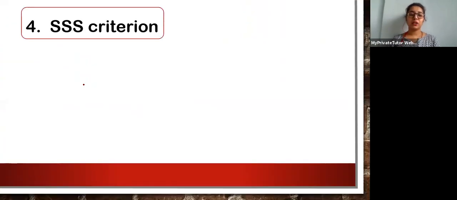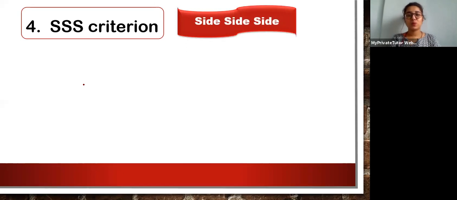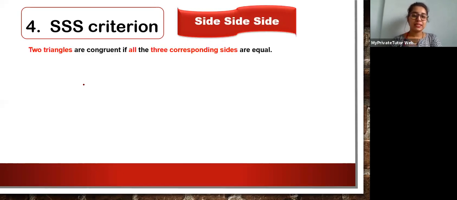The next criterion we have is the SSS criterion. Very easy. So what is the SSS criterion? That's a side criterion. Let's see what it says. Two triangles are congruent if all the corresponding sides are equal. So if all the corresponding sides are equal, that means the triangles are congruent by SSS criterion.